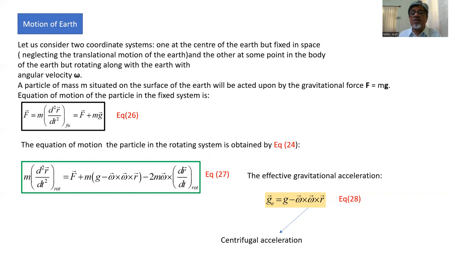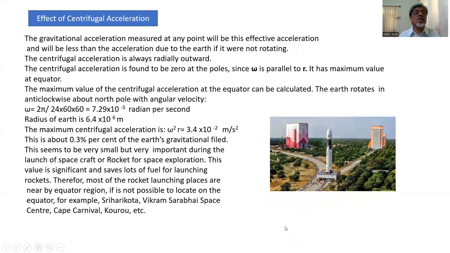And the effective gravitational acceleration, if you look into the middle term of this equation, is g effective equal to g minus omega cross (omega cross r), because this effective gravitational acceleration is not g, but g minus omega cross (omega cross r). That is represented by equation number 28. And the second term we have already seen, that is the centrifugal acceleration, the effect of centrifugal acceleration.